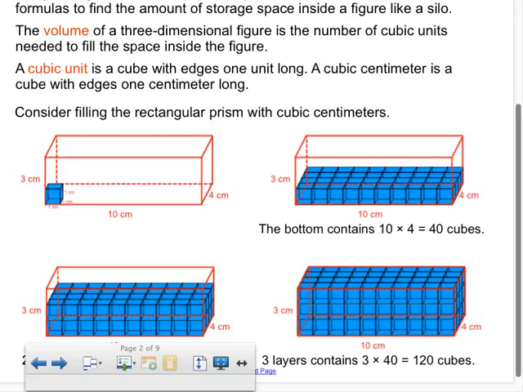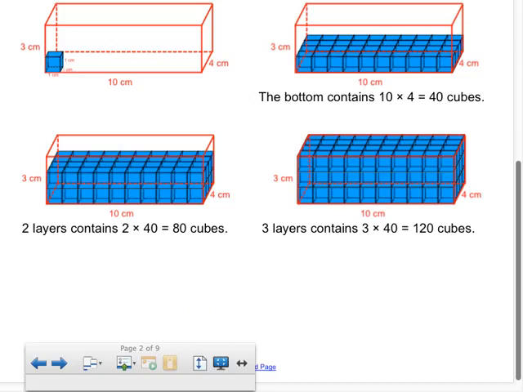But I haven't filled up my rectangular prism yet, have I? I can put another layer. So if you look over here to the left, I can put another layer. So if I have 2 layers of 40, how many do I have now? 80. But I haven't filled it up yet because you see the height of my rectangular prism is 3 centimeters. So I can stack 3 of these layers, right? And so my third layer would be another set of 40. So 3 times 40 gives us how many cubic centimeters? 120.